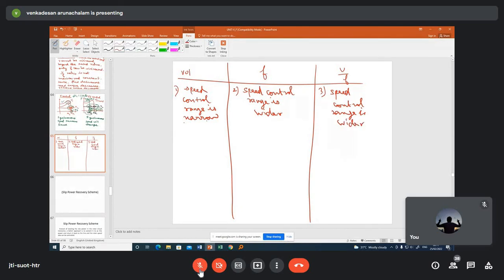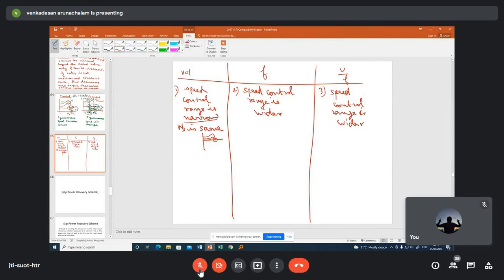Why is it narrow? Because the synchronous speed, NS, is the same for all the voltages. So if you draw the graph, all these points will come and accumulate at one point only. That is why your speed control range is very narrow, because synchronous speed is the same for all the different voltages. So every end of the graph will converge at one point.